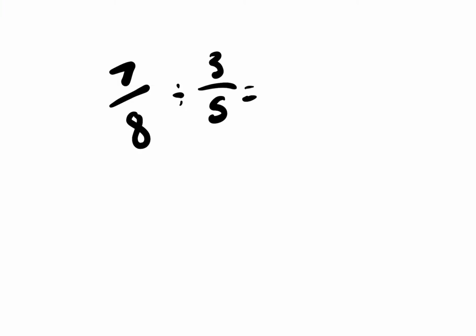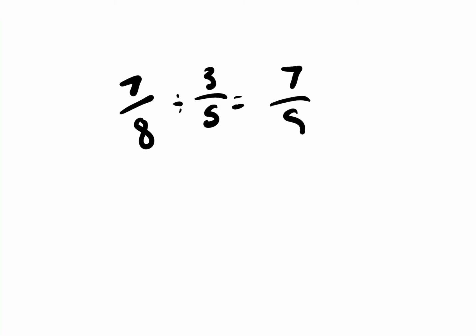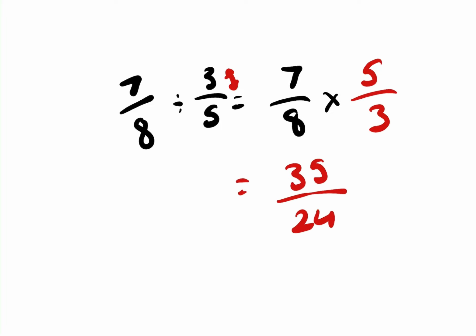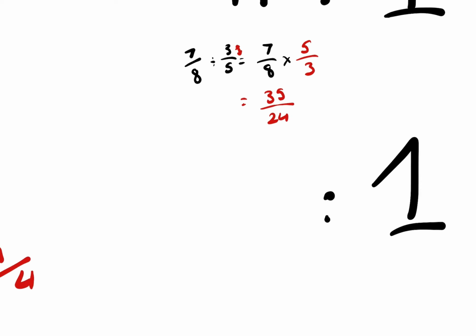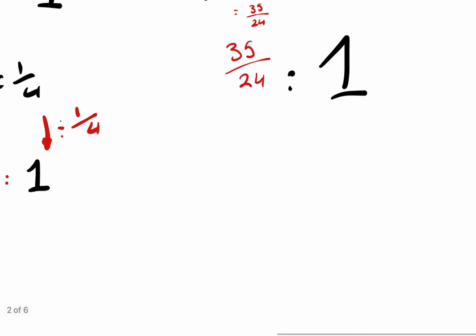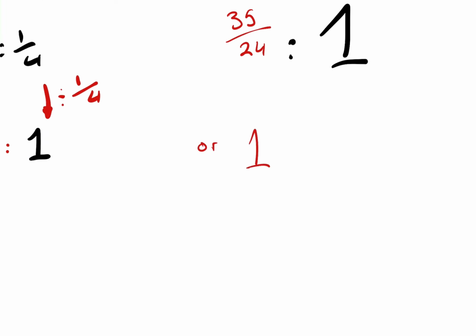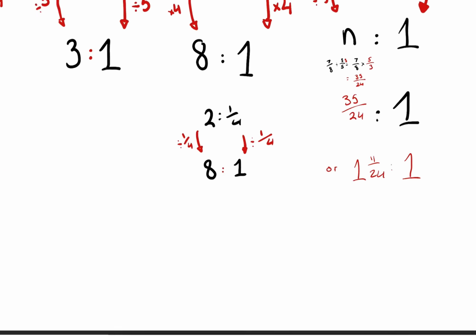7/8 divided by 3/5 equals, well, we did this in the last lesson, 7/8 times, we're going to flip this fraction here, 5 over 3, and that's going to equal 35 over 24. And there we are. We can leave the answer there. 35 over 24. That's your answer. Or if you want, you can do 1 and 11 24ths to 1. And there you are.